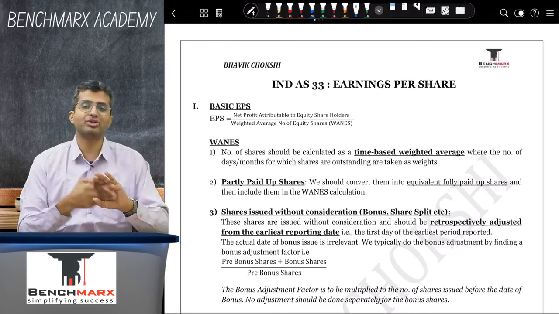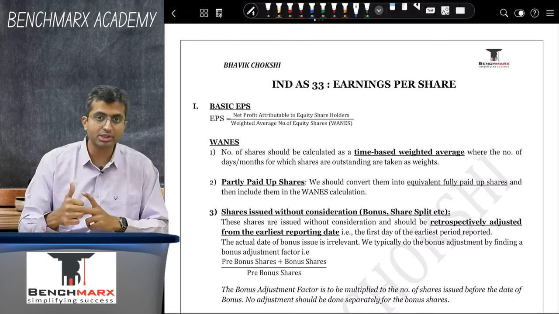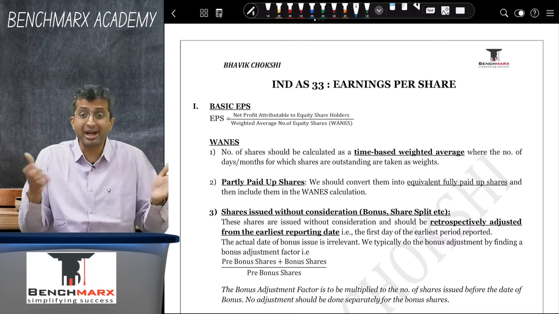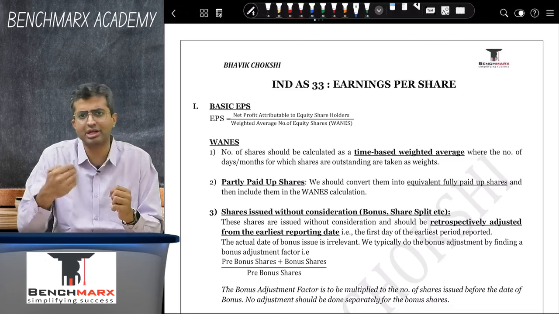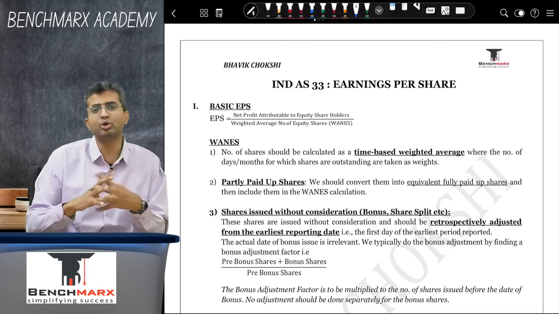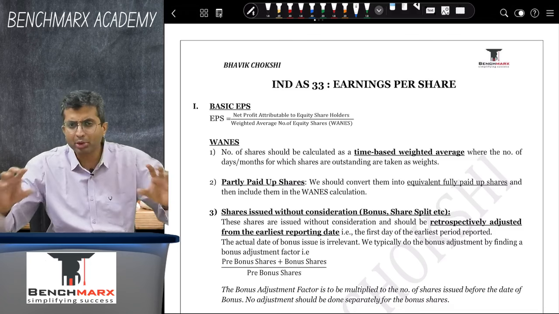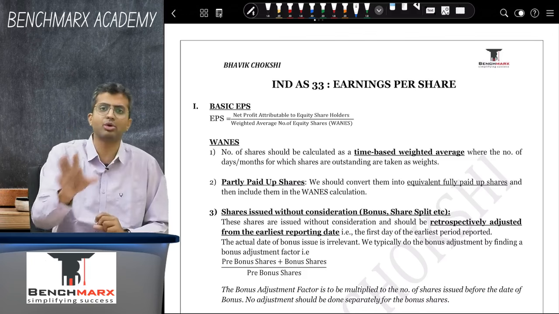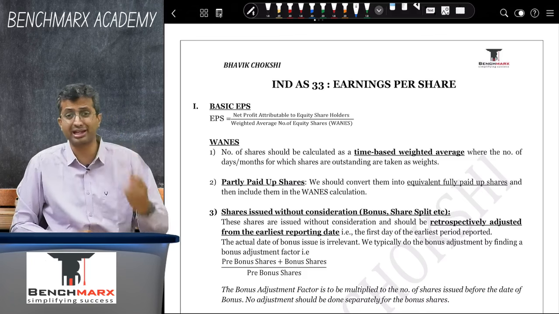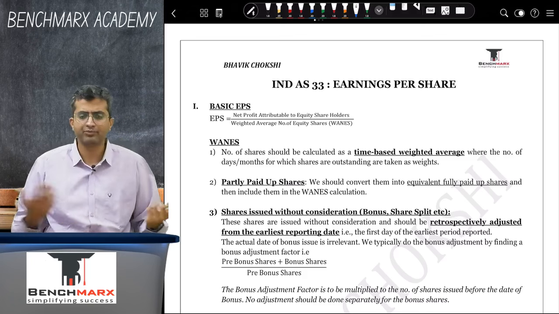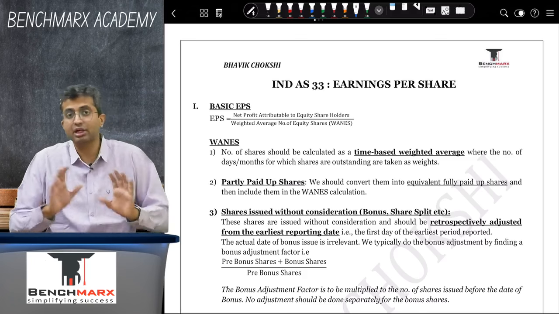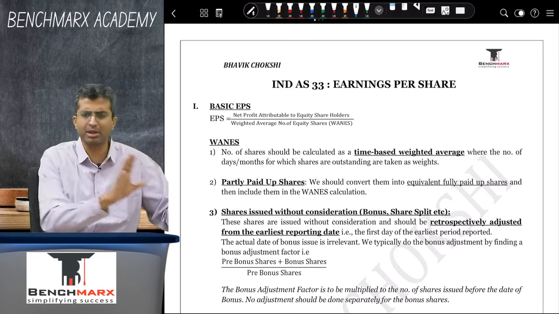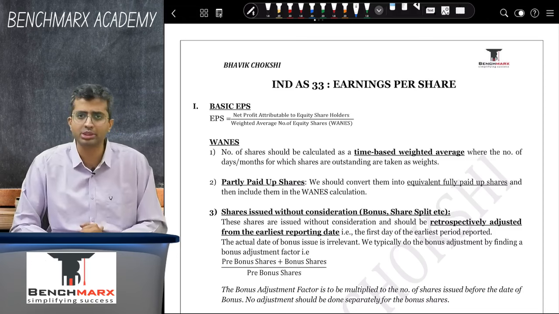The next two adjustments are very important, one for a bonus and one for the right shares. Now, bonus shares are also fresh issues, and by default it means that from the date the bonus shares are actually issued, you should take them into the WANES calculation. The problem over here is bonus shares do not come along with any consideration. The entry for bonus shares is reserves account debit to share capital, and hence you don't get a single rupee additionally. And as a result, though there are more shares, you don't have additional real capital. Yes, there may be additional share capital, but then your reserves reduce.